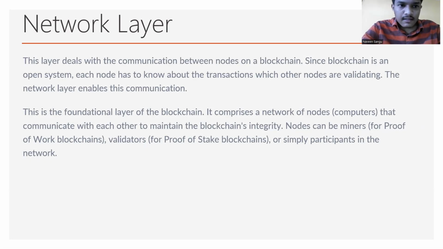Network layer. This layer deals with the communication between nodes on a blockchain, meaning it provides communication to the nodes. Since blockchain is an open system, each node has to know about the transactions which other nodes are doing, and the network layer enables this communication. This is the foundation layer of the blockchain, and the first layer of the blockchain comprises a network of nodes that communicate with each other to maintain the blockchain's integrity. Nodes can be miners, validators, or simply participants in the network.